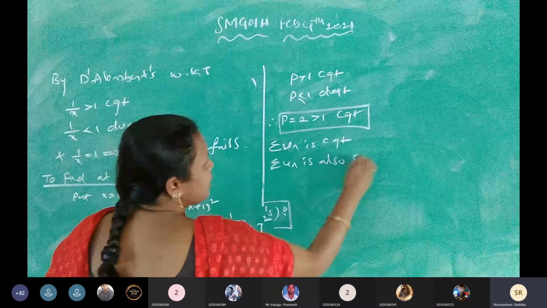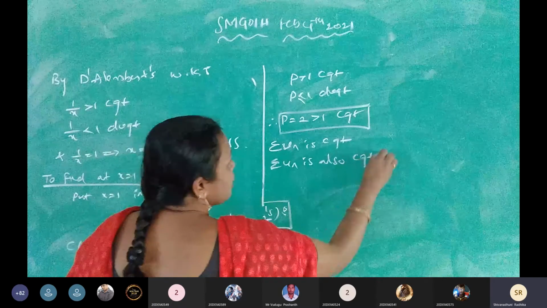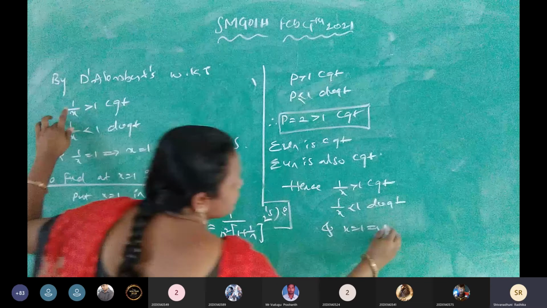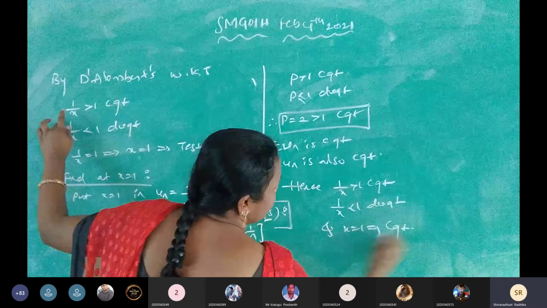Now, the total solution. Hence the total solution: 1 by x greater than 1 convergent, 1 by x less than 1 divergent, and x equals 1. Is this convergent or divergent? This is a convergent problem. Is it clear?